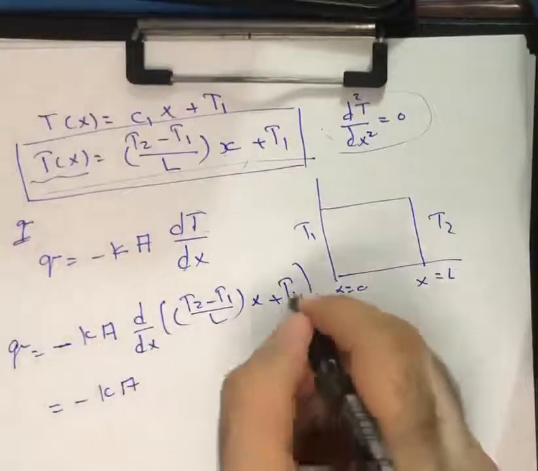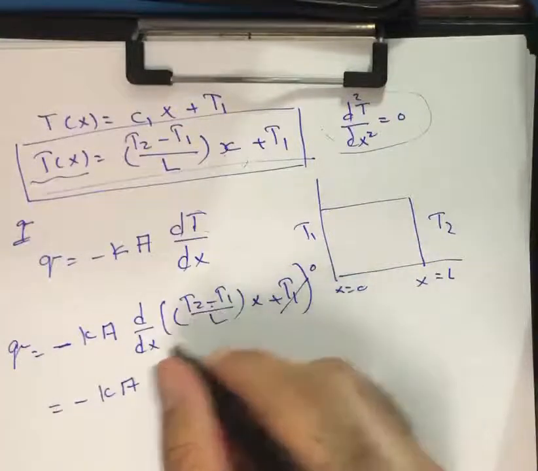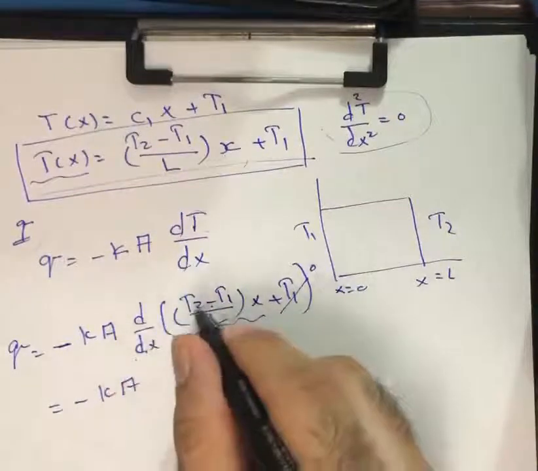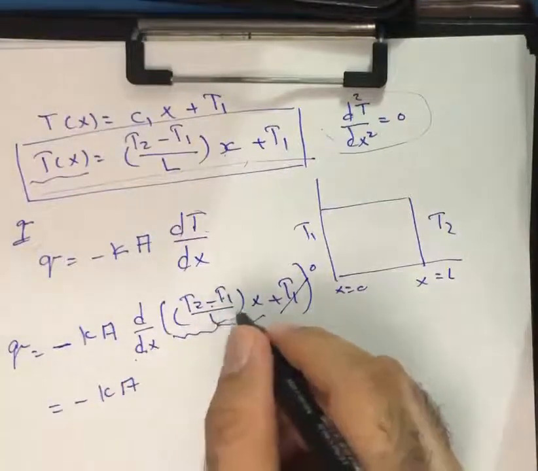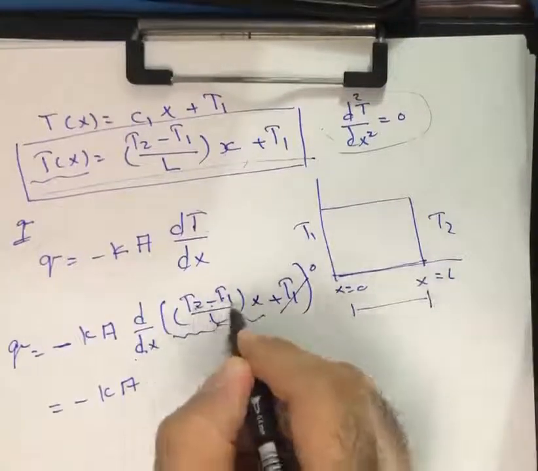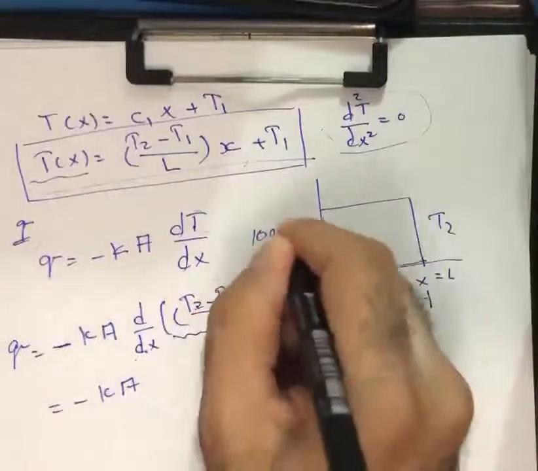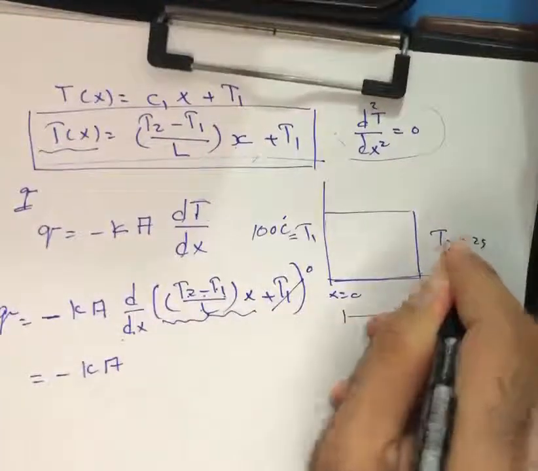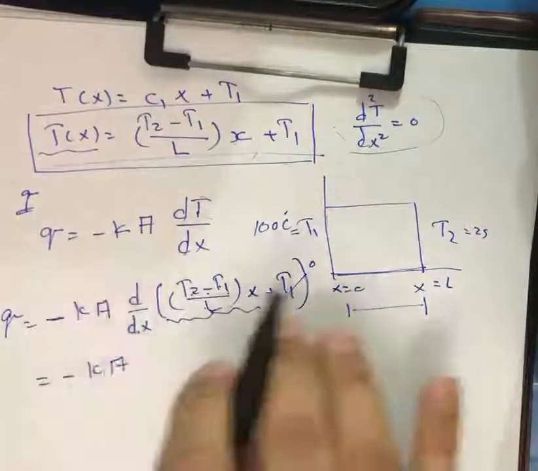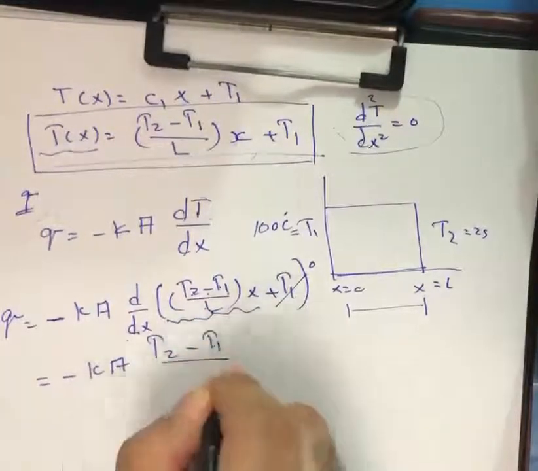The derivative of T1 is 0 because it is constant. When I differentiate this equation with respect to x, T2, T1 and L are all constant, because L is the length of the plate, and T2 and T1 also have fixed values, for example 100 Celsius and 25 Celsius. They are constant, so they stay outside of the derivative, and d by dx of x will be 1, so we get T2 minus T1 divided by L.